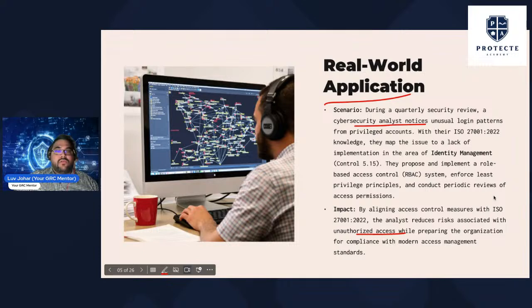If you know the controls, if you have understanding, you can simply implement the standard in your day-to-day job as well. So that is the beauty. So if you are a cybersecurity analyst and thinking about doing ISO 27001, I think definitely go for it. It will enhance your profile as a complete professional.